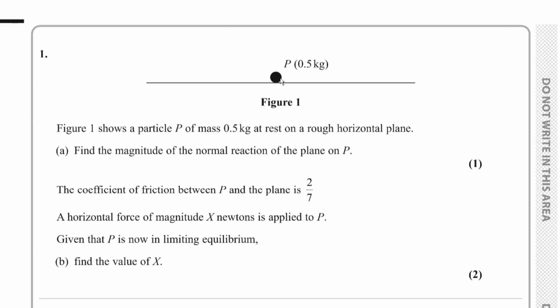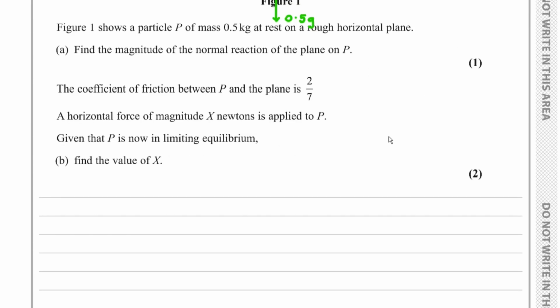Well, to begin with, we have the weight of the particle given as 0.5 g. We have the normal reaction of the plane on P, which is shown here by R. And as we are in equilibrium, if we resolve vertically, we would have R equals 0.5 g, which is equal to 4.9 newtons.